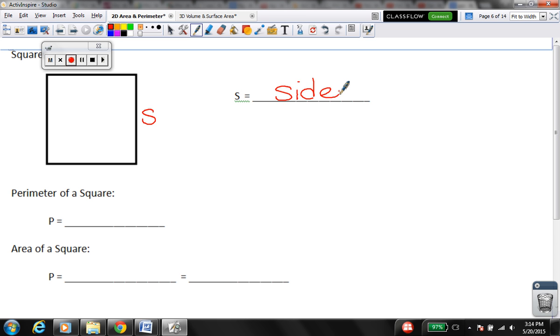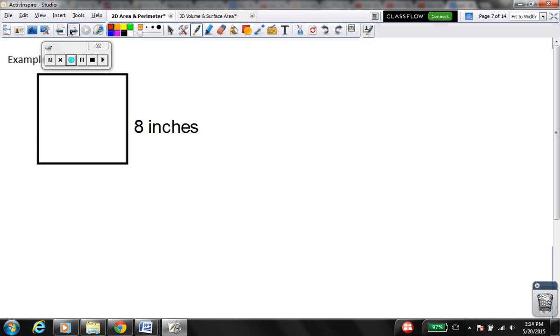The perimeter of the square, there are how many sides? We have a total of 4 sides, so perimeter is equal to 4 times S. The area of a square is length times width, same thing as a rectangle, so side times side. Now S times S, that is completely correct, however we can rewrite it in an easier way. We have S squared.